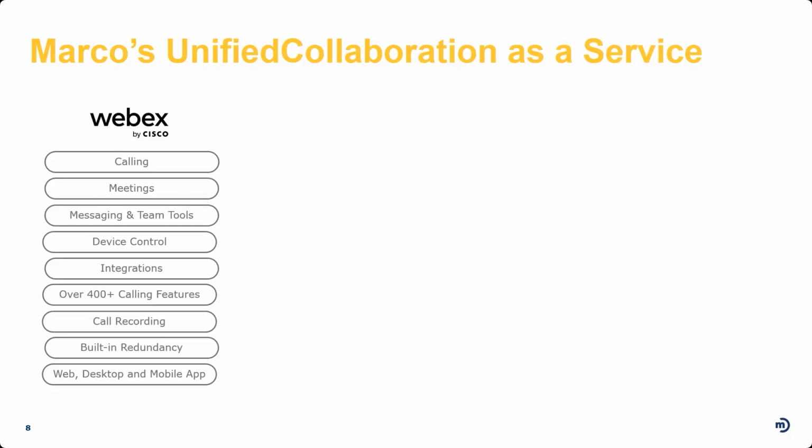Device control, so usually that's part of a desk phone, or maybe you have a meeting room with some type of functionality that's integrated. Integrations, again, that's with those screen pops, third-party applications. There's over 400 calling features available. And that's usually just buttons on phones, ring groups, hunt groups, call center, all types of things like that. Call recording is part of the solution.